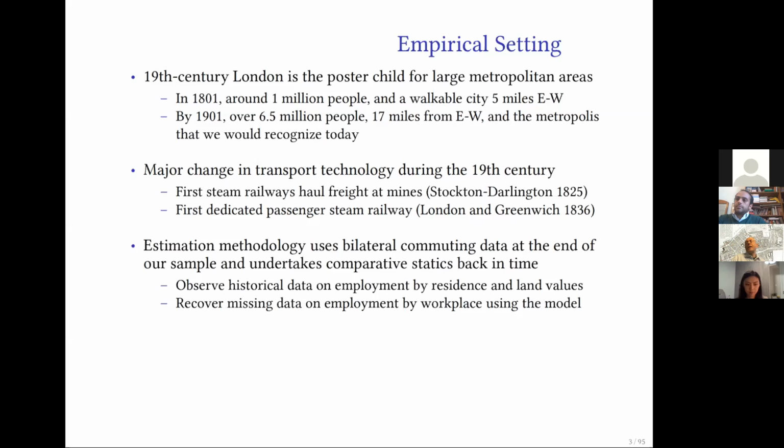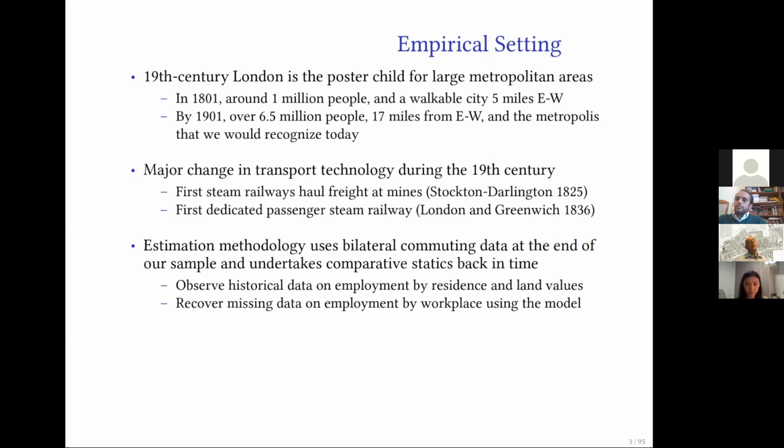We think that's pretty exciting because it means this methodology can be used in many other contexts where you only have bilateral commuting data in an initial year, and you're interested in working out what might happen in future years or in previous years, departing from that baseline period.